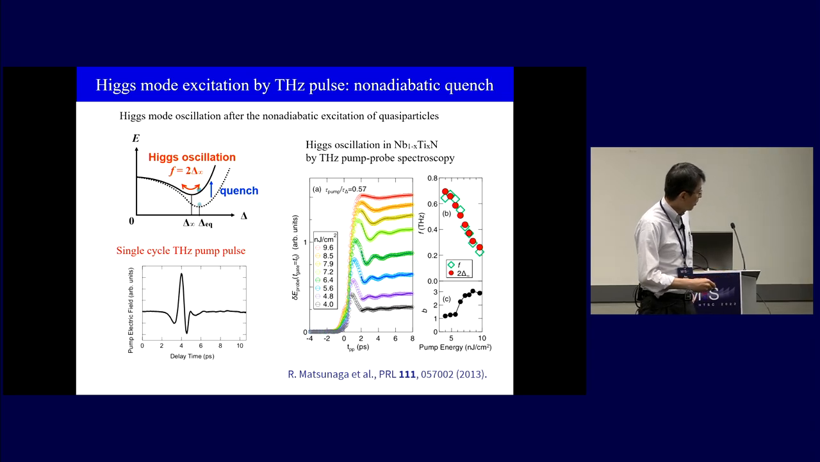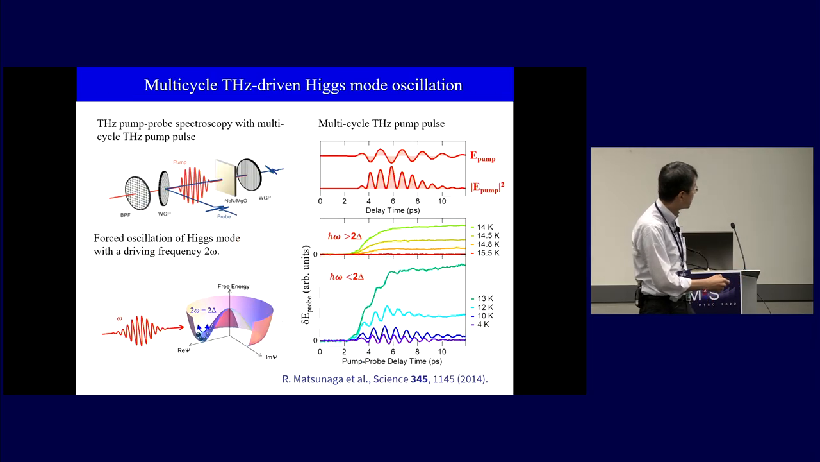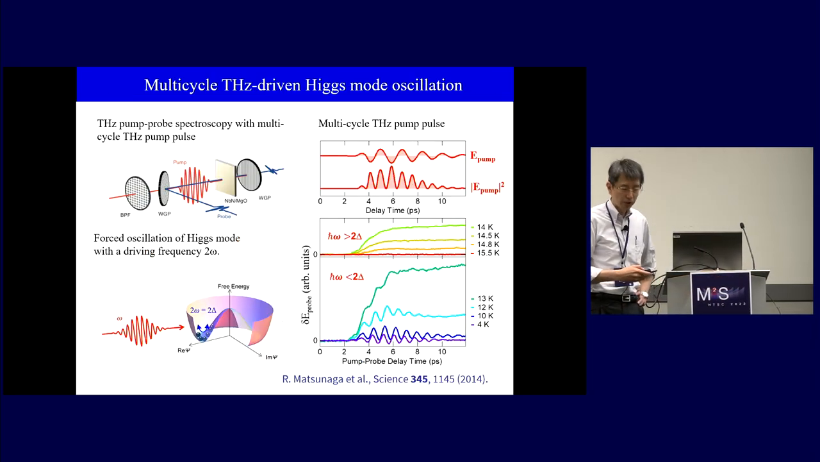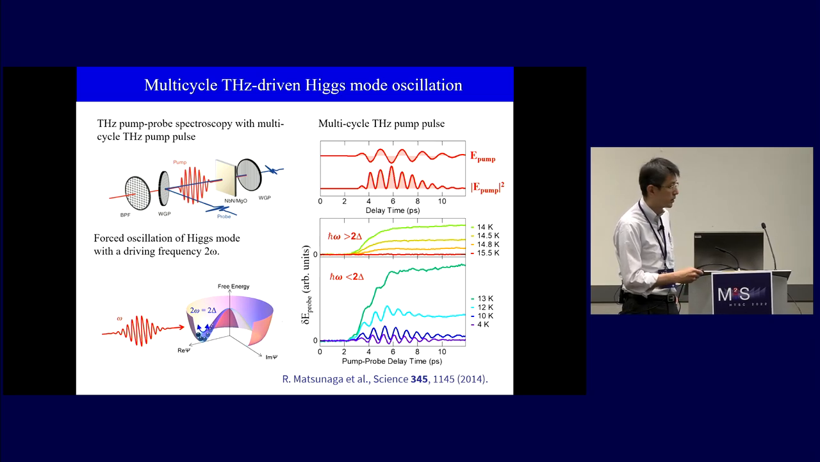This is already about 10 years ago. And here you can see some instantaneous signal that follows this excitation pulse. This is not the oscillation. And this part can be more clarified by this multi-cycle excitation. So instead of a single cycle, we use this multi-cycle pulse with a photon energy smaller than the 2 delta.